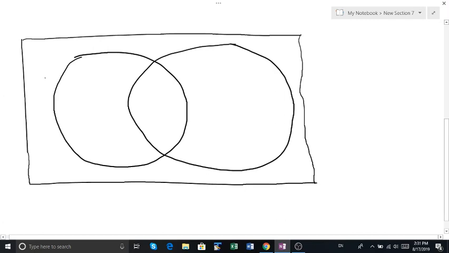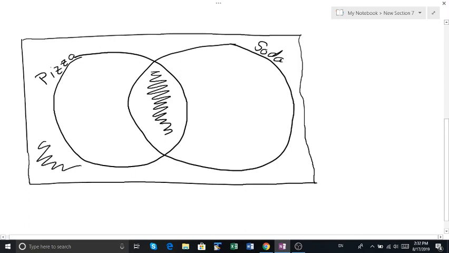Now one of these circles represents the set of kids who like pizza. The other circle represents the set of kids that like soda. This area here in the middle, where both of them intersect, they represent the kids who like pizza and soda. And out here, that's outside the circles, those represent the students that don't like pizza or soda. All right, so now I'm going to start filling it in based on the sets that we've had.